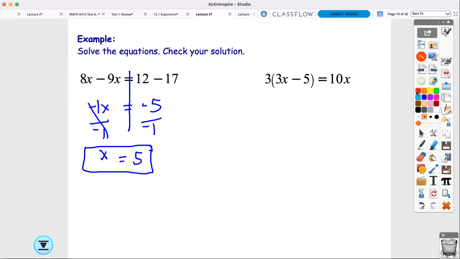Let's take a look at the second equation over here. Draw a line down the equal sign. What property am I going to use to simplify the left side? What property does that look like to you, class? Is it distribute? Yep, we're going to distribute the 3 to the 3x and the 3 to the minus 5. So 3 times 3x is 9x. 3 times minus 5 is negative 15. And then bring down the 10x.